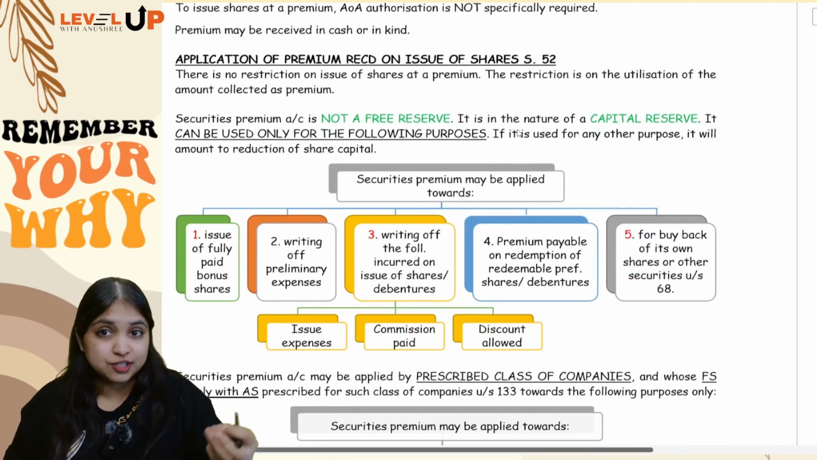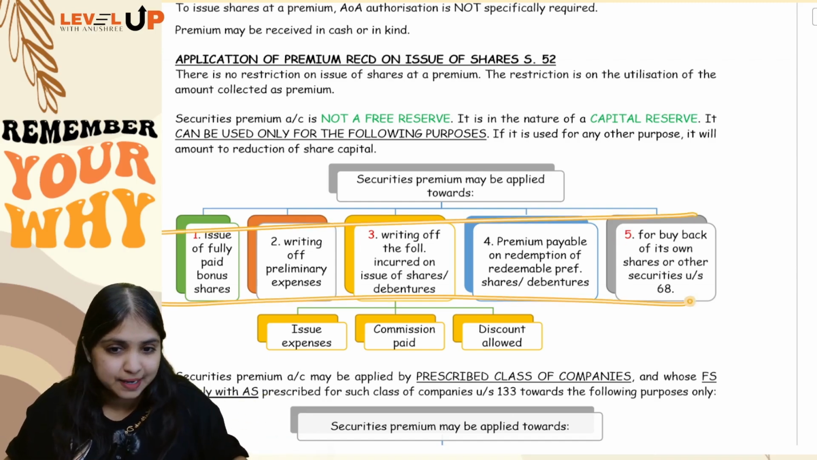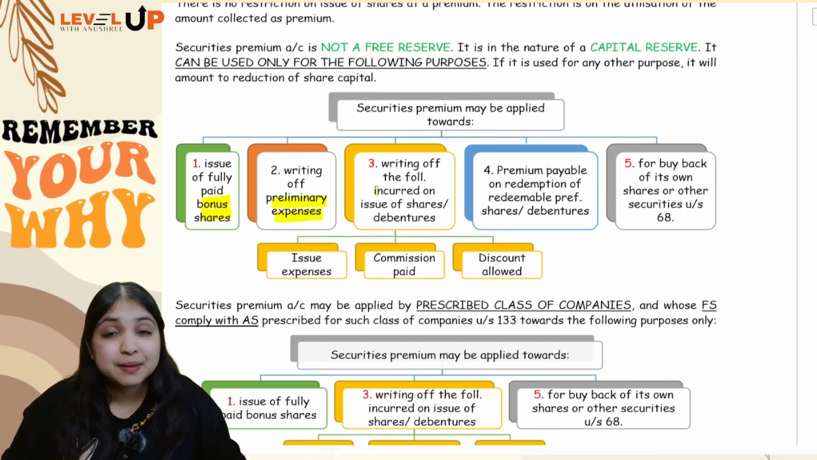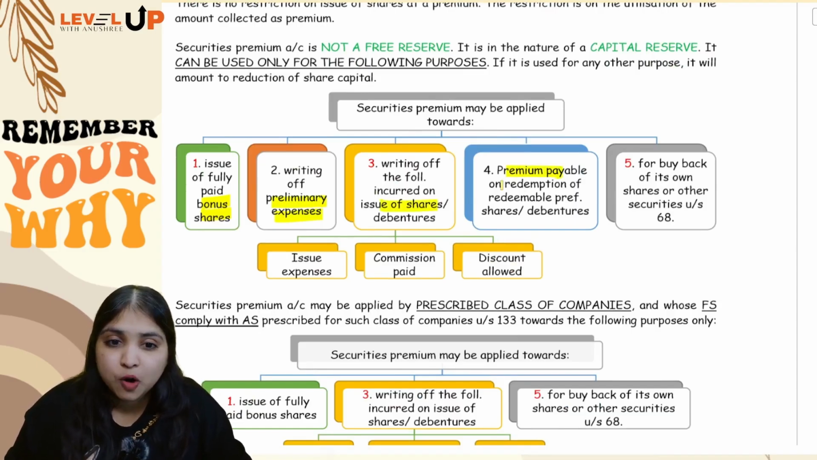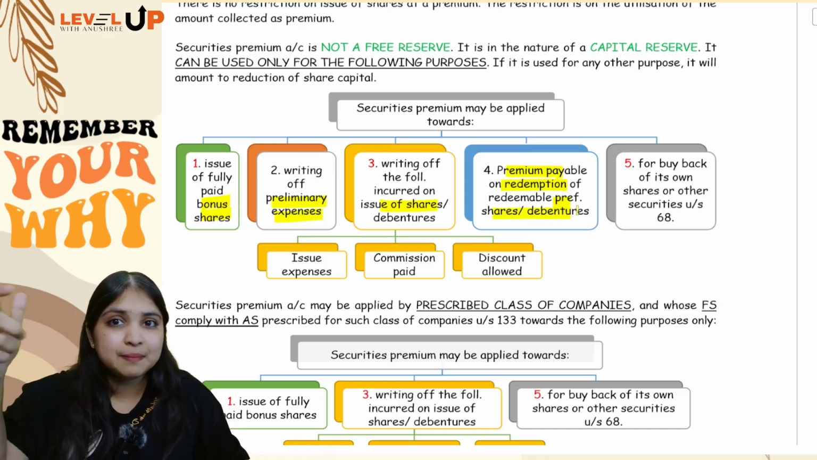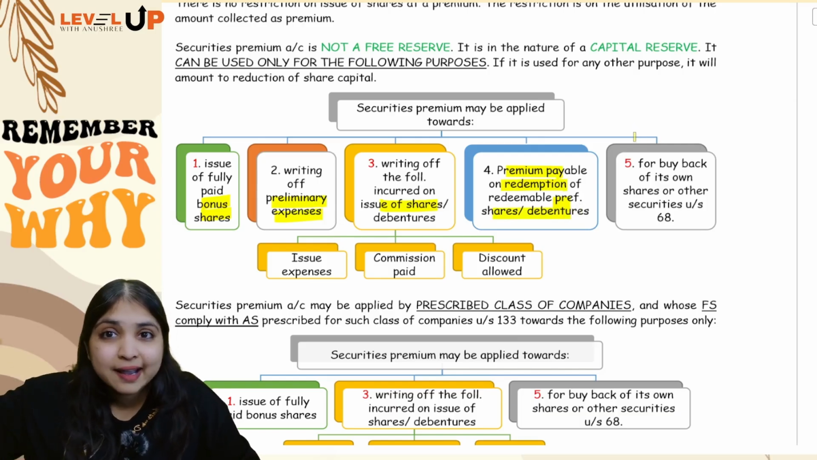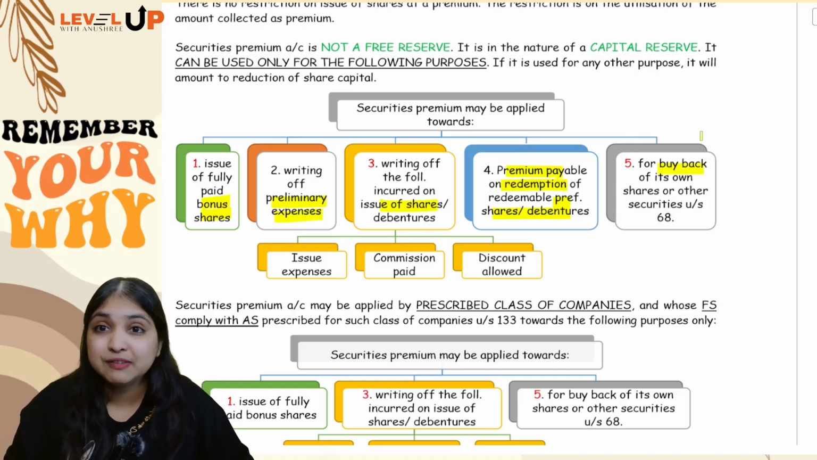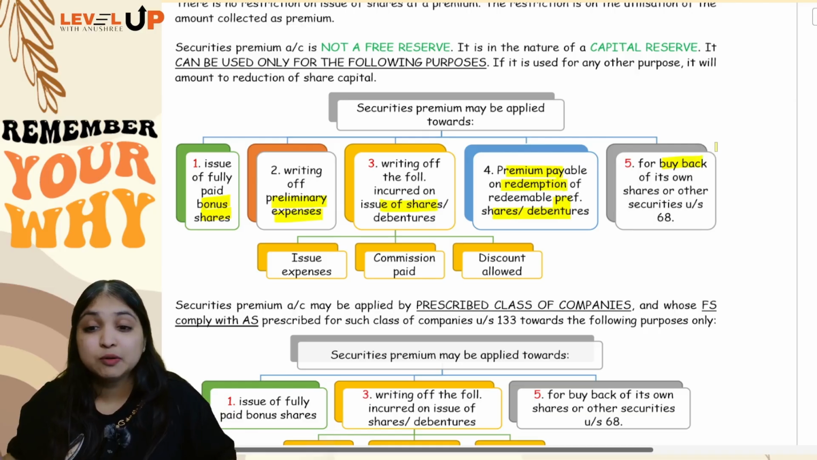Now let's talk about the restrictions. Whatever premium money has been collected, premium money can be used for what purposes? It can be used only for 5 purposes. Number 1, to issue bonus shares. Number 2, to write off preliminary expenses. Number 3, to write off share issue expenses like underwriting commission and all. Number 4, to pay the premium on redemption of preference shares and debentures. Please know that we can use securities premium only to pay the premium on redemption of preference shares and debentures. We can't use securities premium money to pay the entire amount which is due on redemption. Only the premium on redemption we can take from here. And lastly, we can use money from the securities premium account for buyback of shares also. So whatever money is there in the securities premium account, that money can be used only for these 5 purposes.